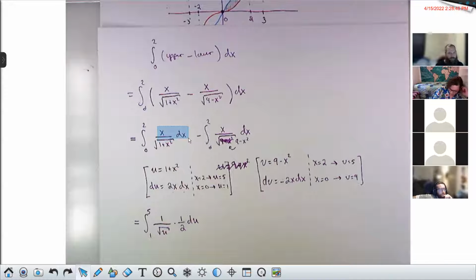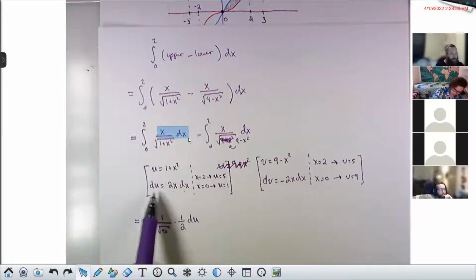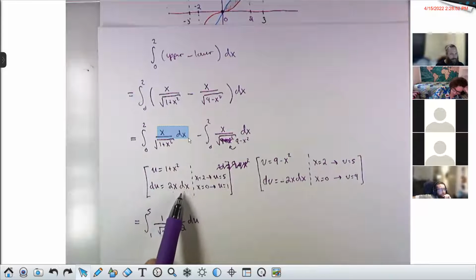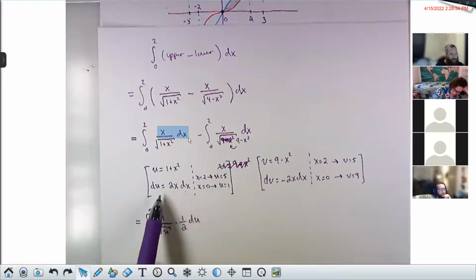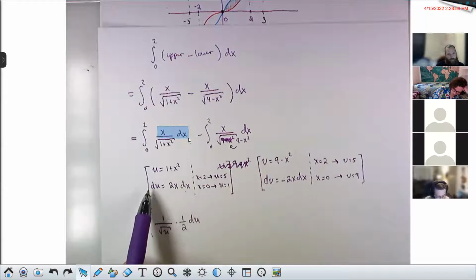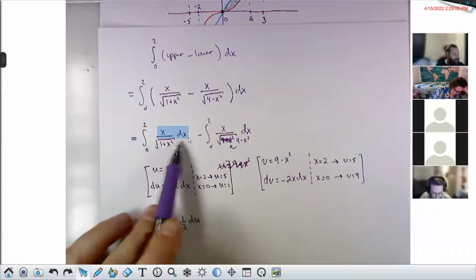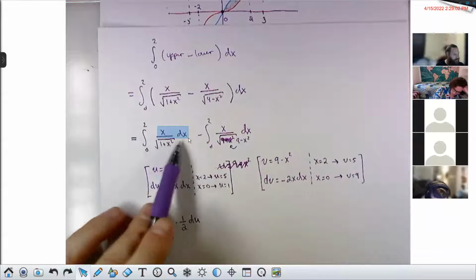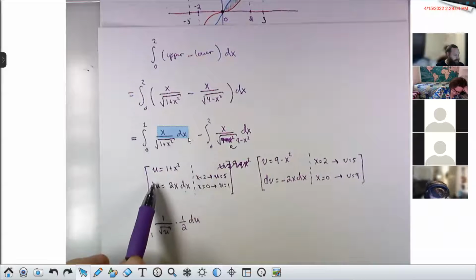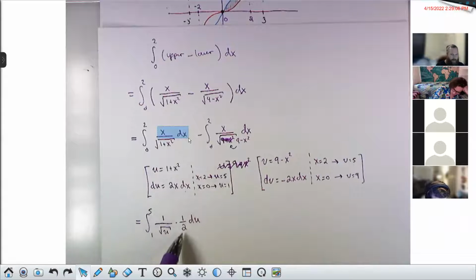This x dx is almost du. du is 2x dx. So if you divide both sides of this relationship by 2, or multiply by 1/2, you get 1/2 du is equal to x dx. So the x gets soaked up by du. We just have this factor of 1/2.